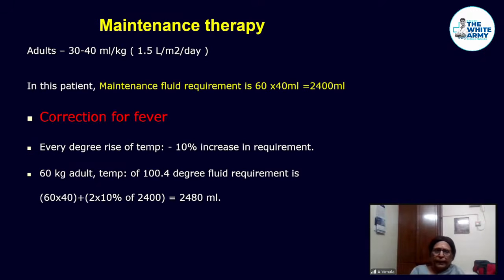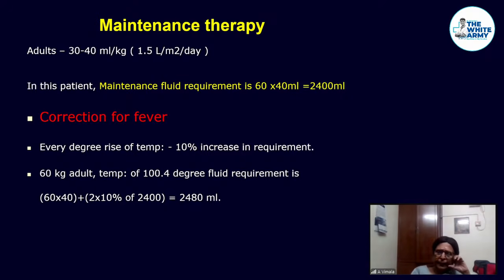So in adults, usually it is 30 to 40 ml per kg. So in this patient, maintenance fluid requirement will be 60 times 40, that is 2400 ml. I have taken the ideal body weight, not adjusted body weight, for ease of calculation. So 60 times 40 is 2400 ml. We should remember this patient was running a temperature of 101.4, 100.4. So for every degree rise of temperature, we said there is a 10% increase in requirement.